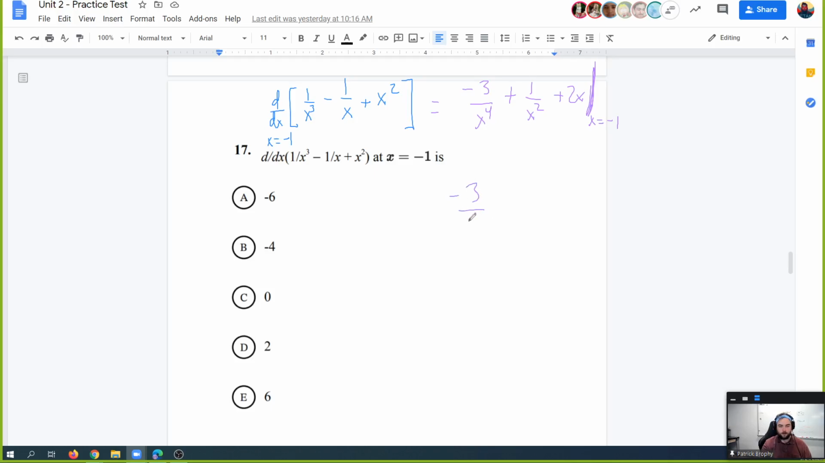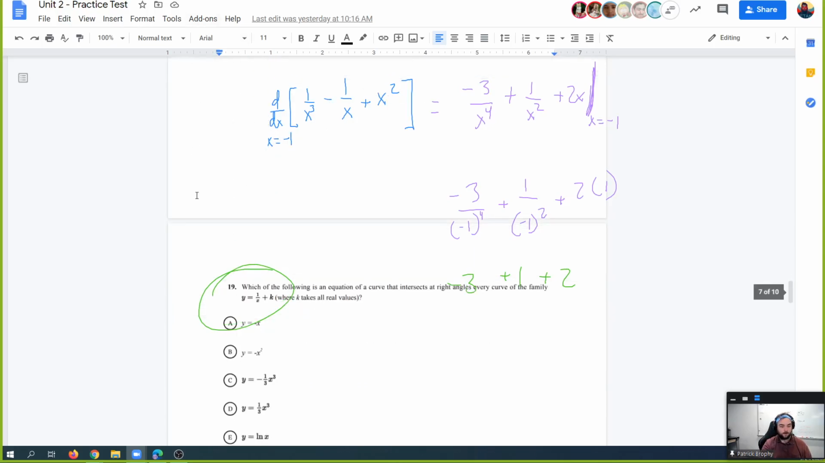So I get -3 over -1 to the 4th, 1 over -1 squared, plus 2 times 1. -1 to the 4th is going to be +1, so I'm left with -3. -1 squared is also positive, then plus 2. My answer, 0. Right, moving on.